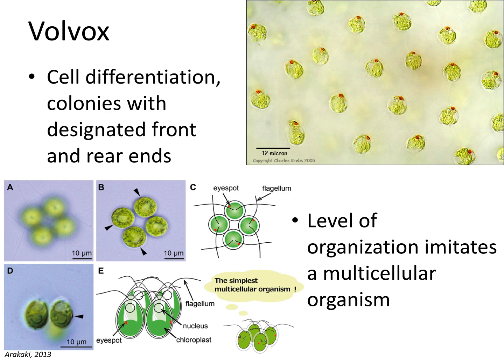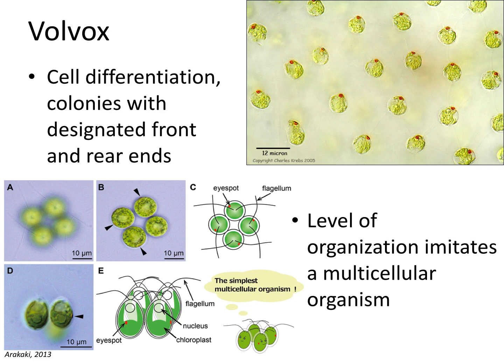Interestingly, as Volvox has developed cell differentiation, you find that colonies of cells have designated front and rear ends. One side of the colony has cells where the eye spots are more developed, and this region is therefore responsible for assisting the colony in swimming towards light.